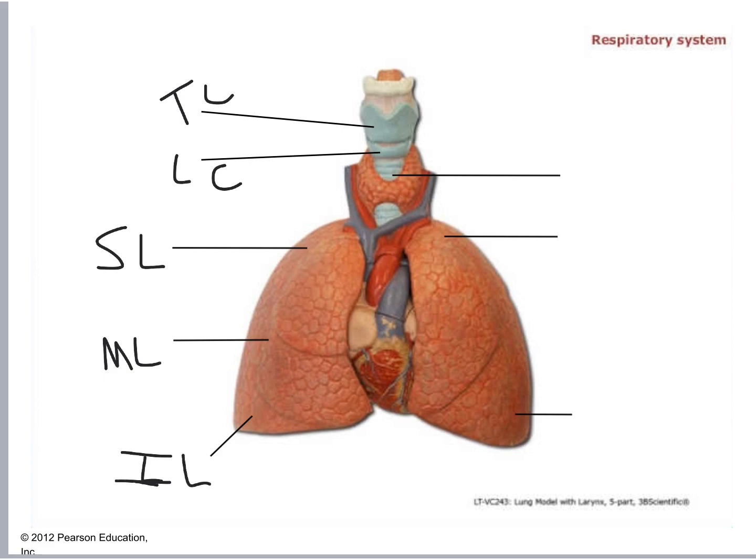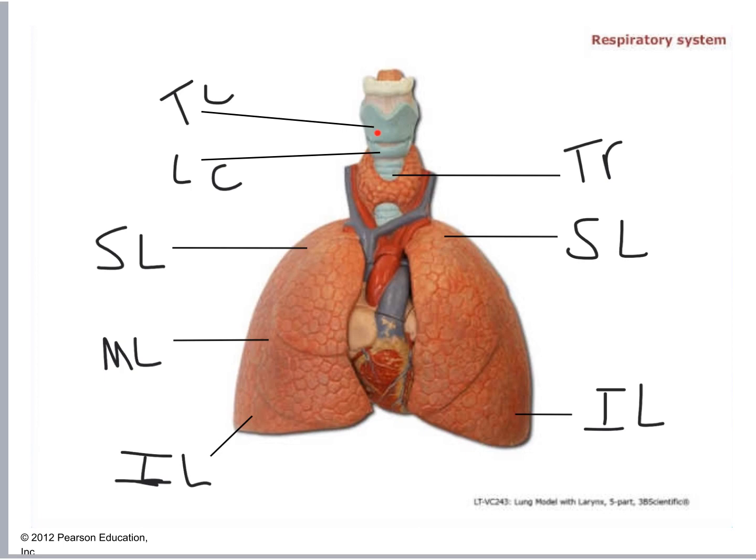All right, now we'll go on the right-hand side. This line first on top, that is the trachea, which is your windpipe. And then the next 2 lines are pointing to lobes of the left lung. There's only 2 lobes of the left lung. So there's a superior lobe of the left lung, and then there's an inferior lobe of the left lung.